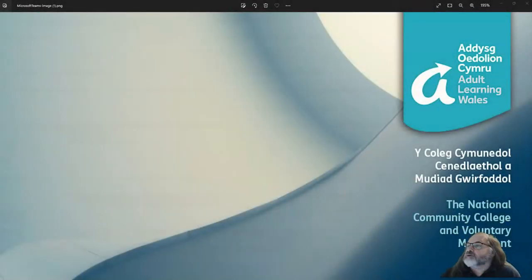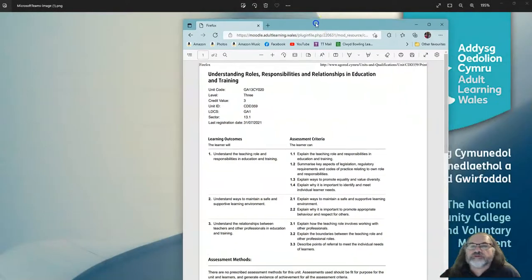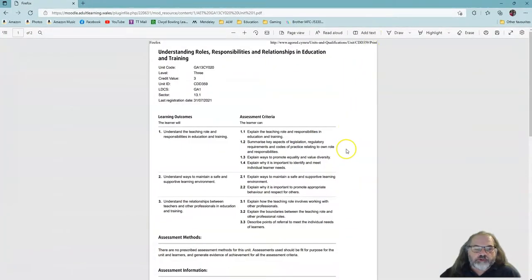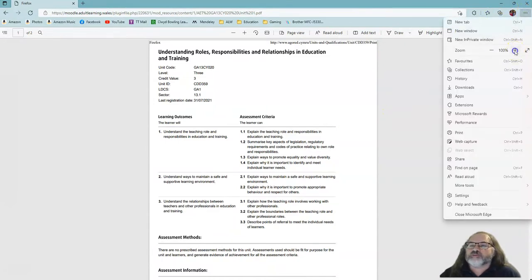So what we're going to do is just have a look at the unit and then have a look at the assessments for that unit. Okay, so if I just pull this over here. So this is what we call the unit or the module spec for this particular course. I'll make it a little bit bigger.